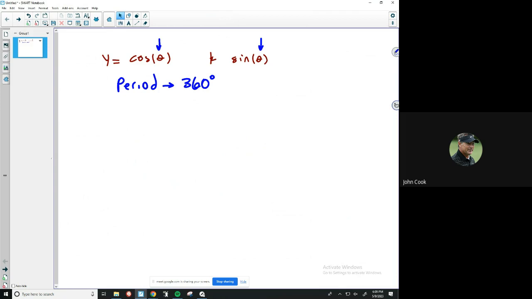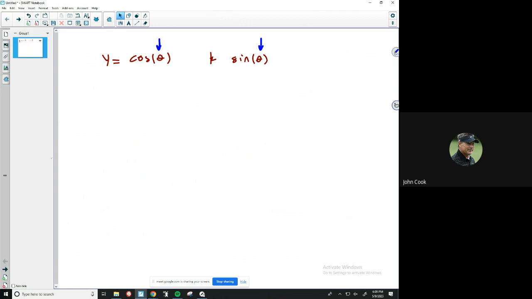If we're talking about radians, one full rotation, one full period for a sine or a cosine is going to be 2 pi radians. So it could be either of those depending on if we're talking about degree or radian values.